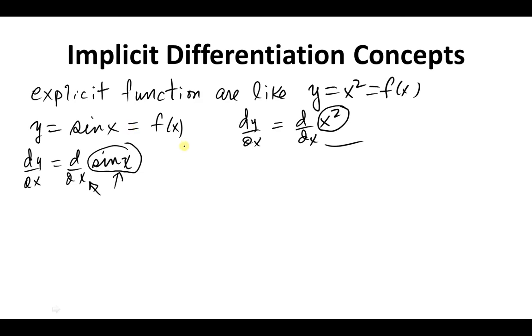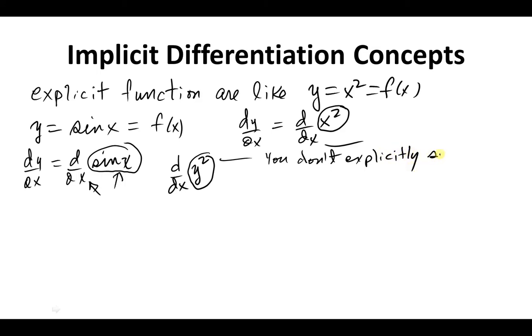Now, suppose I ask you what d dx of y squared was. Notice you don't explicitly see the x variable. All you see is y squared. Well, we know how to take the derivative of y squared with respect to y. We also have learned the chain rule.